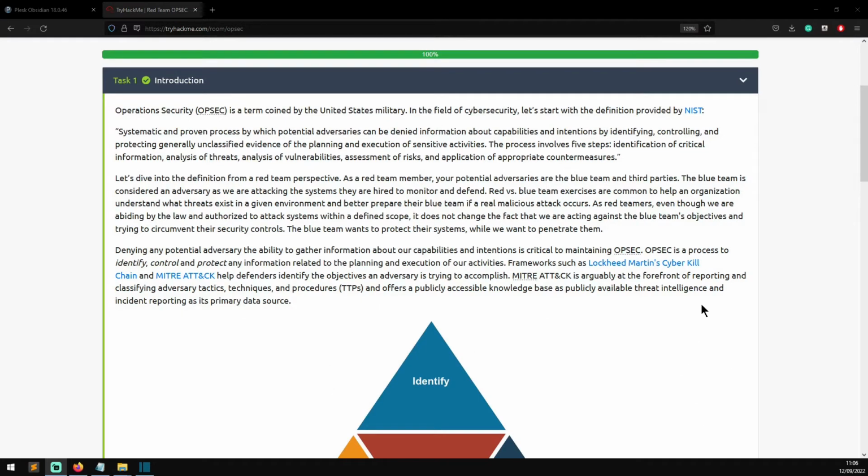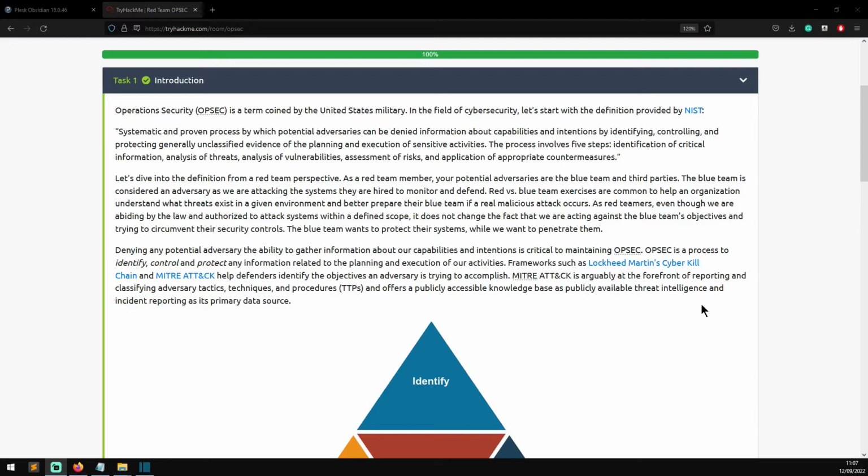As a red team member, your potential adversaries are the blue team and third parties. The blue team is considered an adversary as we are attacking the systems that they are hired to monitor and defend. Red versus blue team exercises are common to help an organization understand what threats exist in a given environment and better prepare their blue team if a real malicious attack occurs. As red teamers, even though we are abiding by the law and authorized to attack systems within a defined scope, it does not change the fact that we are acting against the blue team's objectives and trying to circumvent their security controls. The blue team wants to protect their systems while we want to penetrate them.